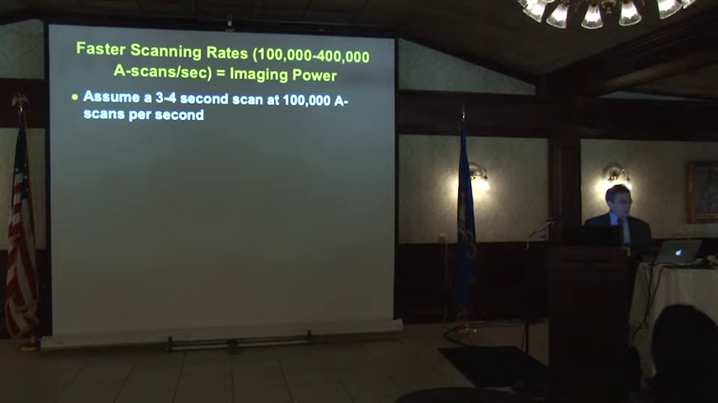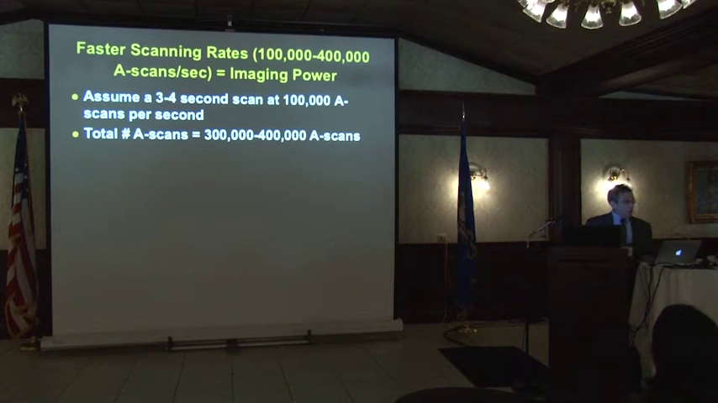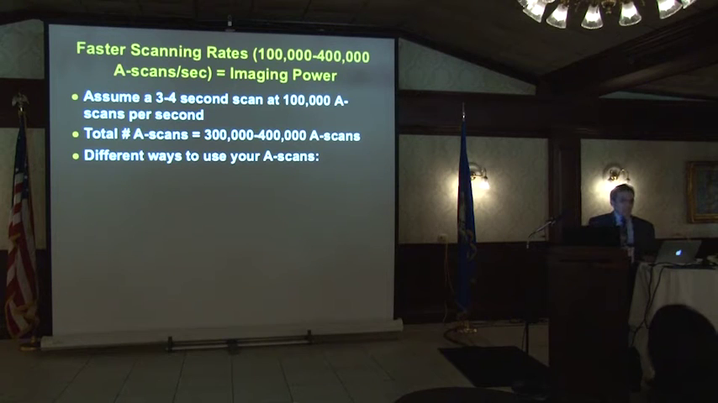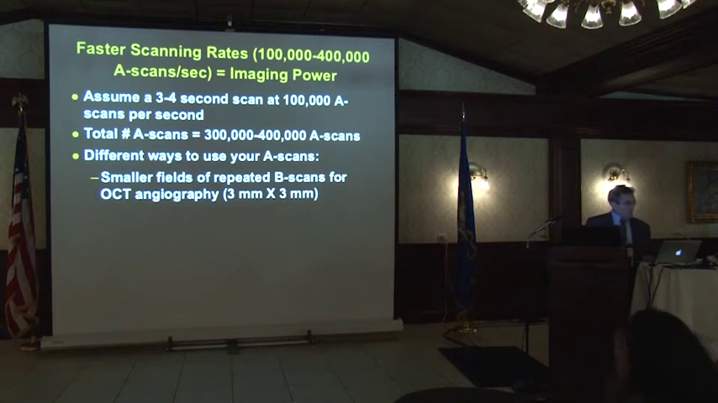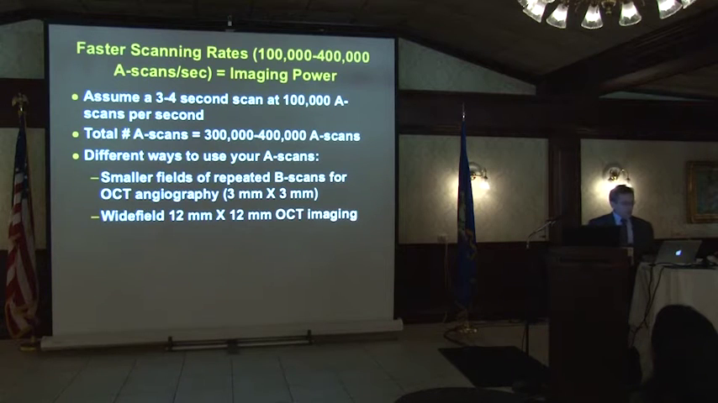So in 3 to 4 seconds, you acquire 100,000 A scans to 300,000 A scans per second, okay? So what you can do with this is you can image large areas or very small areas. So we're going to talk about small area imaging and the diseases that enables you to study, and large area imaging. That's the next talk this morning. So let's talk about the smaller area.